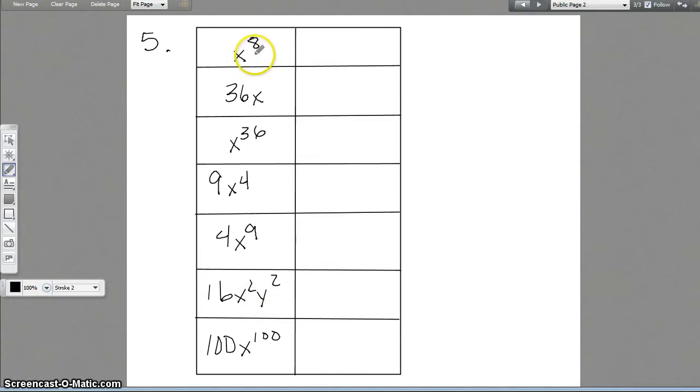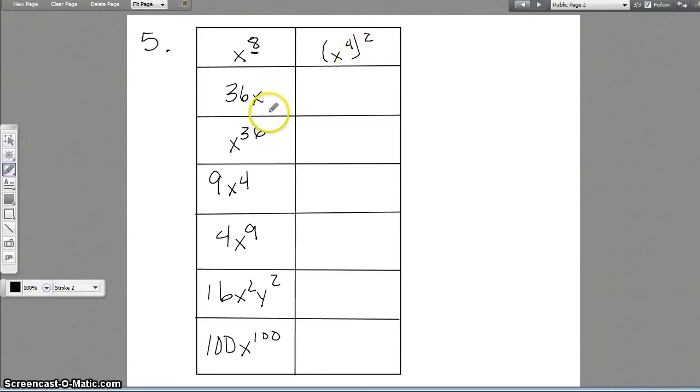So if you're given x to the 8th, can that be written as a square? Yes, it can, because 8 is an even power. Even powers can be written as squares. This would be x to the 4th to the second power, because 2 times 4 is 8. When you raise a power to a power, you multiply the exponents.